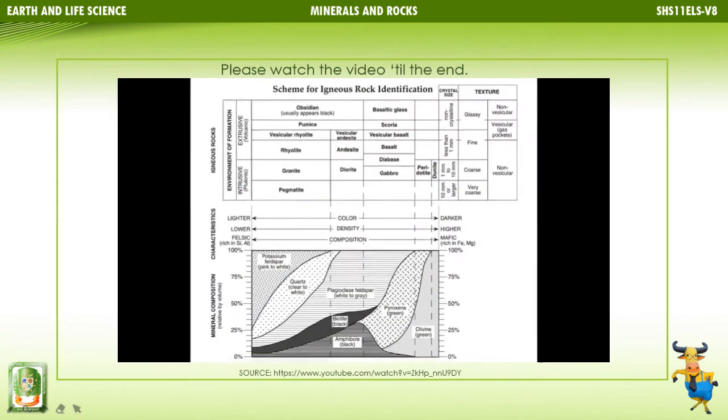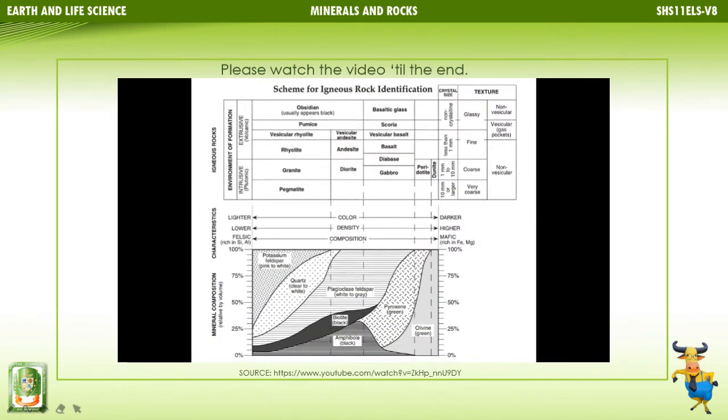Now let's zoom back out and see what else the chart tells us. This center area shows us color. The rocks on the left side are lighter in color, and on the right they're darker. Here's density. The left side, they're less dense, and the right are more dense. And here's composition. The left side are felsic, meaning they're rich in silicon and aluminum, and the right side are mafic, rich in iron and magnesium. Finally, the bottom of the chart shows us mineral composition.